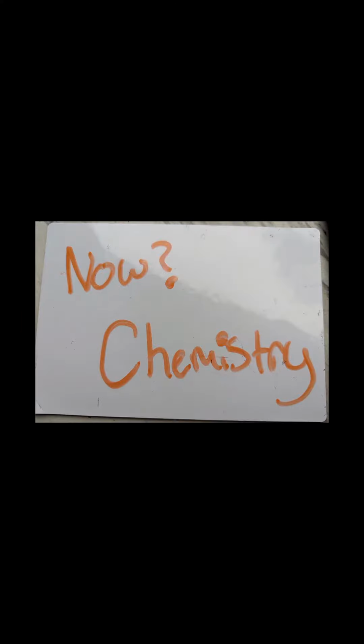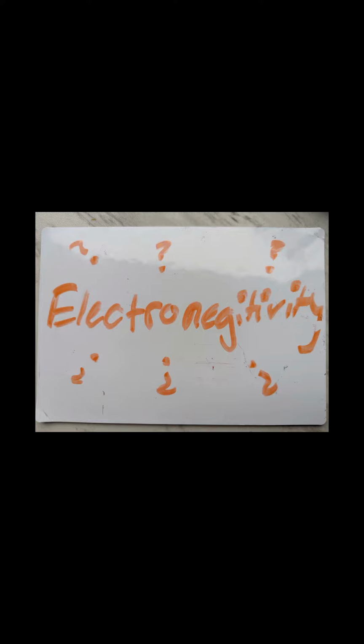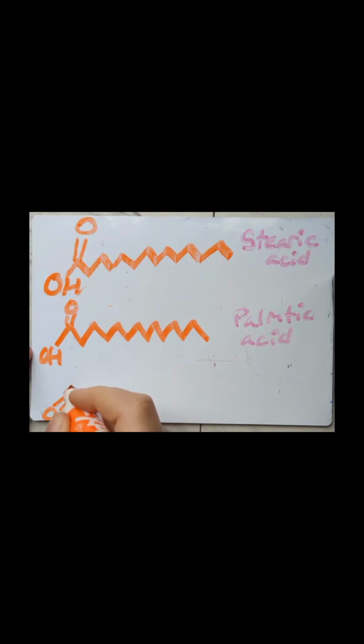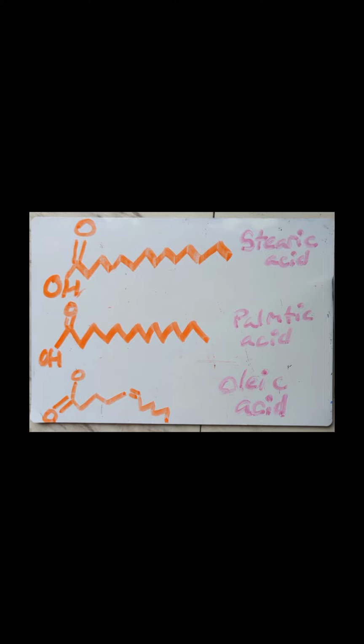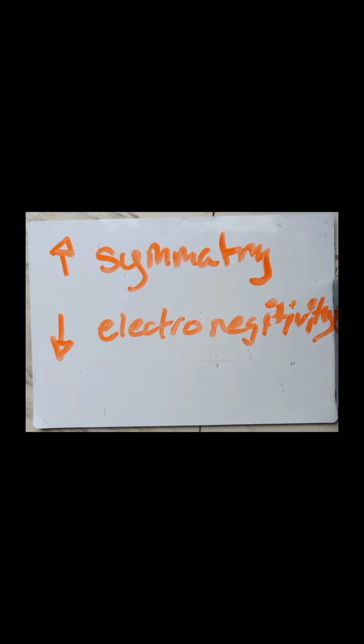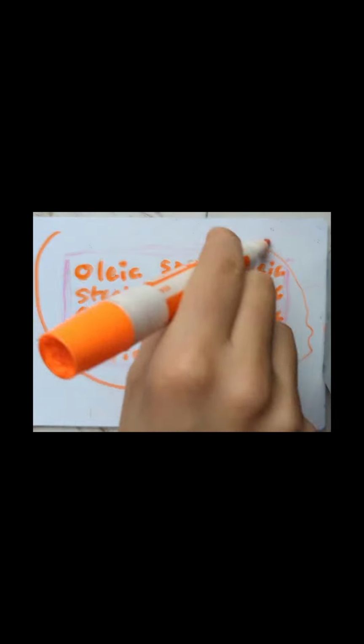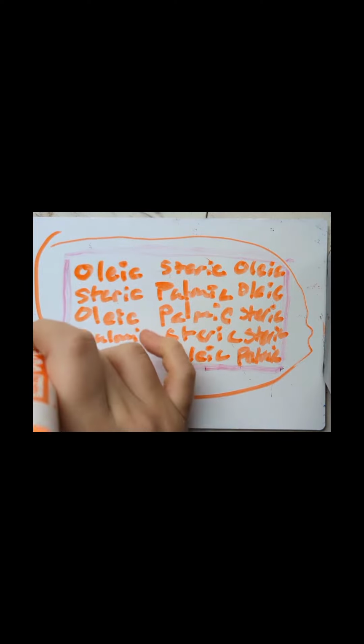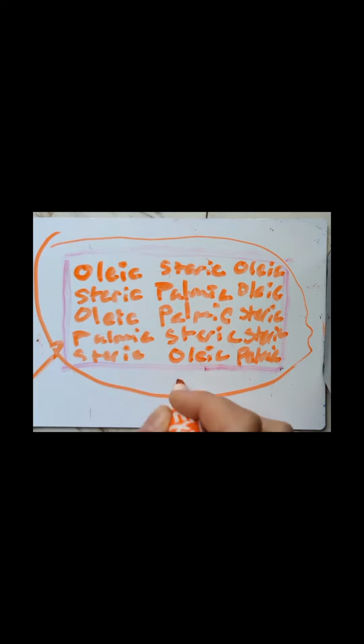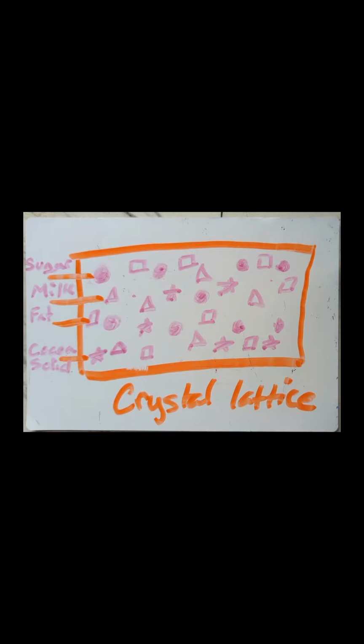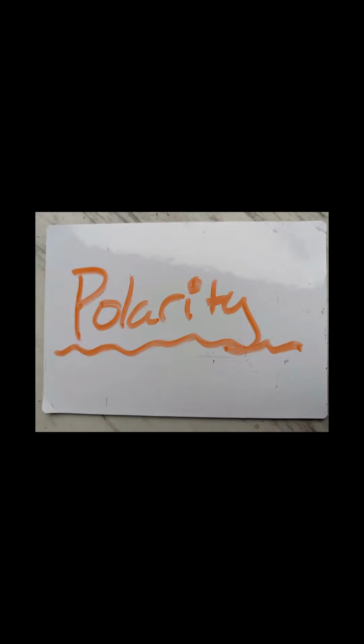Now to some chemistry. So what does electronegativity have to do with this process? Well, fats and oils, such as cocoa butter, are composed of molecules, specifically palmitic, stearic, and oleic acids. They have a high degree of symmetry and low electronegativity, which means that the electrons are evenly distributed among the atoms, resulting in low polarity. This allows the molecules to pack closely together in a crystal lattice, giving the chocolate a smooth texture and snap.